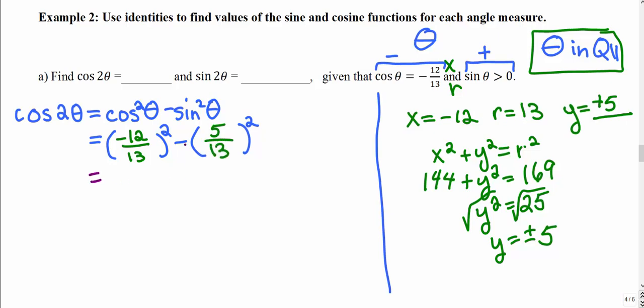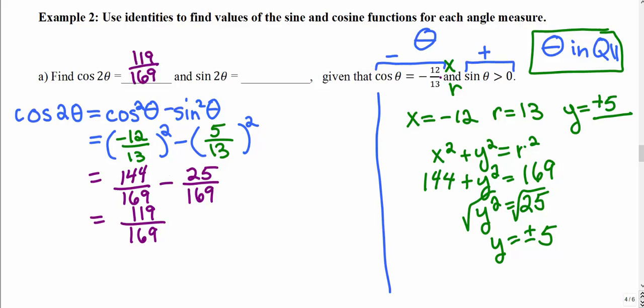Now we need to simplify. So we will square each fraction. 144 divided by 169 minus 25 divided by 169. Keep the same denominator. Subtract the numerators on top. So we get 119 divided by 169. Cosine of theta was a negative value, but cosine of 2 theta is a positive value. We will talk about why in just 1 minute.